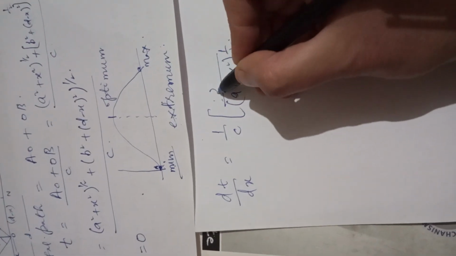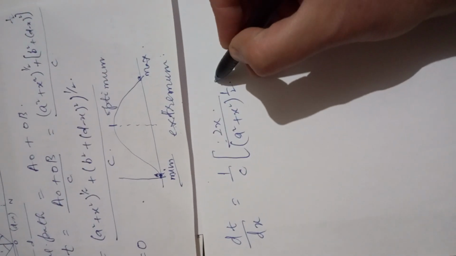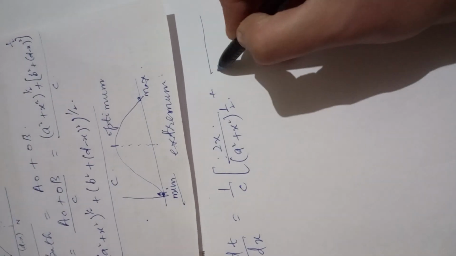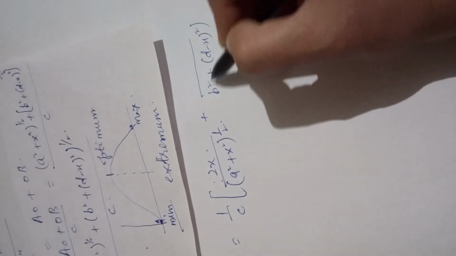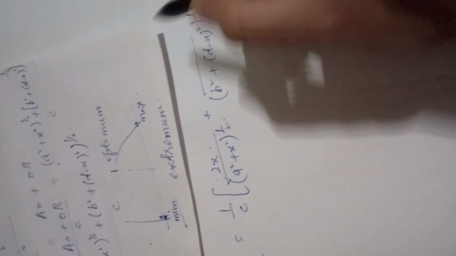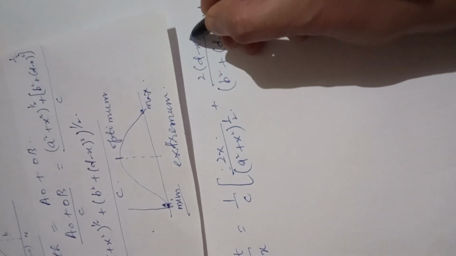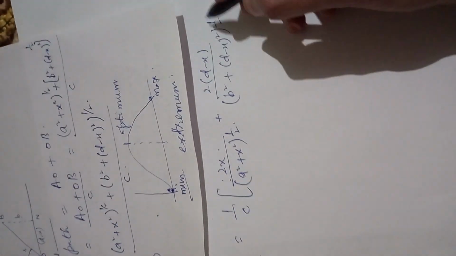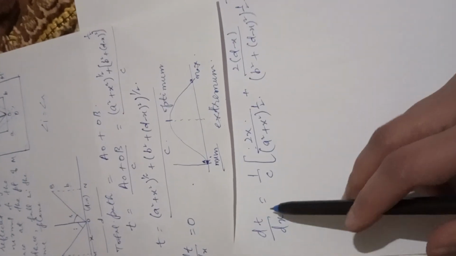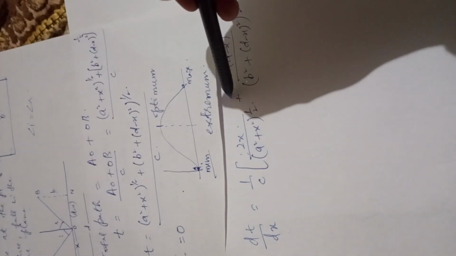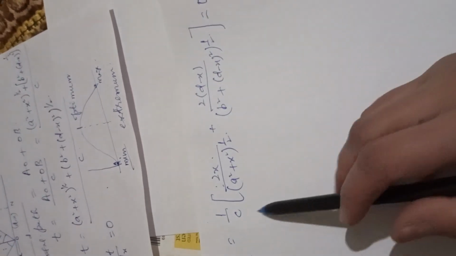That will be 2x. Internal differentiation. Similarly, this will be b square plus (d minus x) square, whole raised to the power 1 by 2, and then 2 times (d minus x). And this entire thing will be equal to how much? 0. I told you initially that dt by dx has to be 0. If it is an extremum value, it has to be 0. So this 2 gets cancelled throughout.